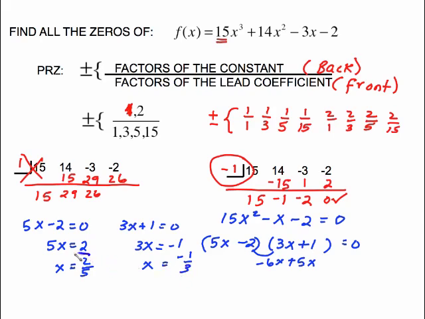Notice 2/5 is one of the ones I would have eventually tried, and negative 1/3 is one of the ones I would have eventually tried. So our 3 zeros are negative 1, 2/5, and negative 1/3. So having this coefficient in the front changes two things for us. One is our possible rational zeros include fractions. The other thing it could potentially change for us, it just gives us more things we might have to try.